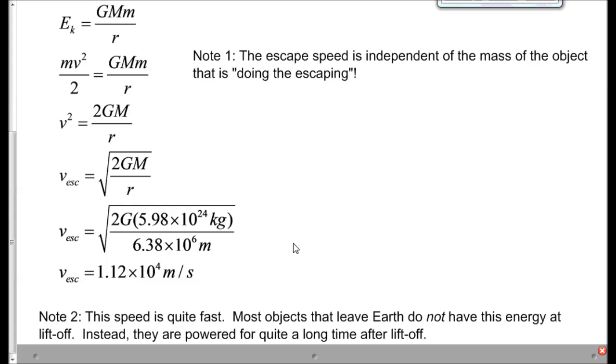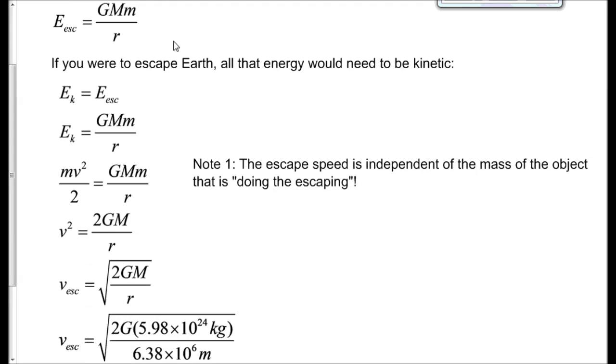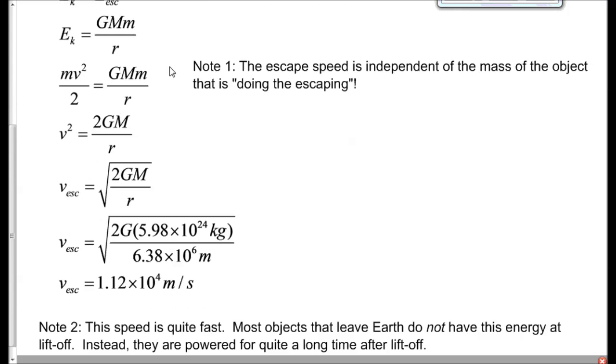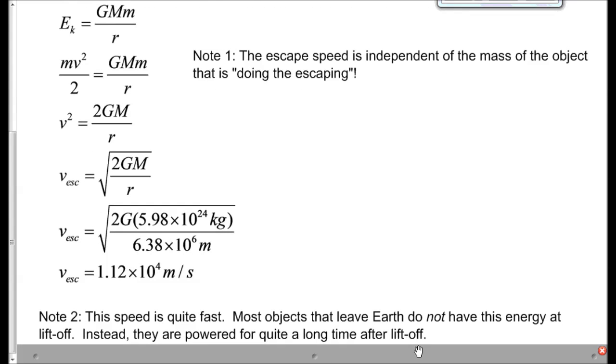But most objects that leave Earth, like for instance a rocket or the Voyager probe I just talked about, they don't have that speed right at liftoff because they're actually being powered on the way up. The assumption we've made here is that once you're jumping or being flung off of Earth, that there's no more extra energy being added. And so for things like rockets, that's not true. So they are certainly powered after liftoff.